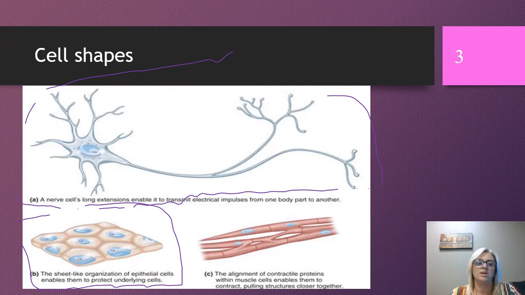You can see we have some flat layers there. The structure of that really is predicated by the function that is needed of that particular cell. You can look at these contractile proteins, these muscle cells. They're long and stretchy. What do your muscles do? They contract and release. So their function is directly tied to the way that they are made and put together.